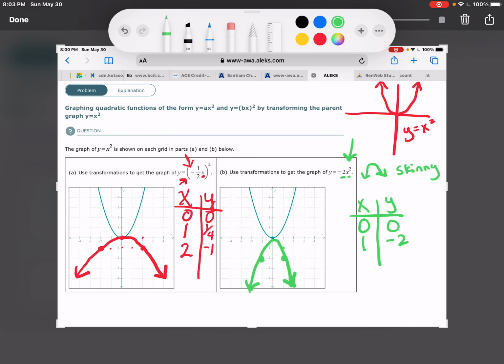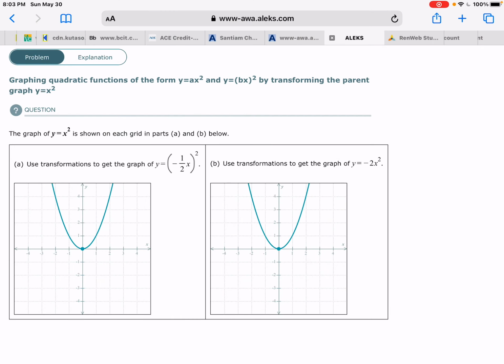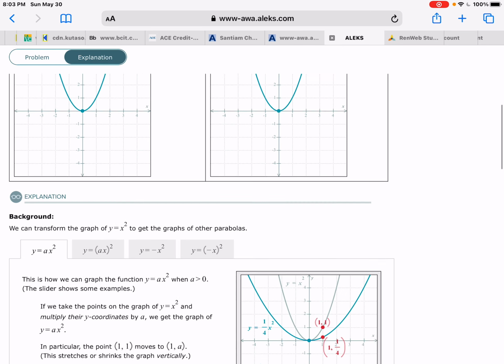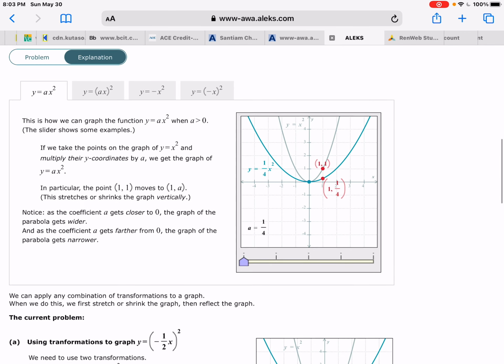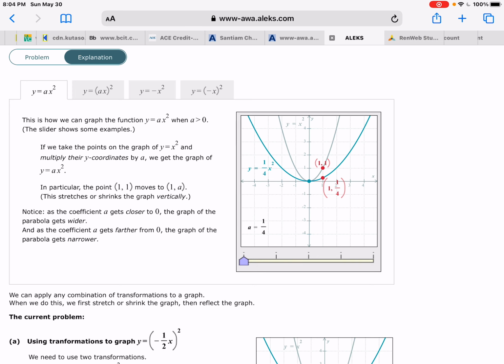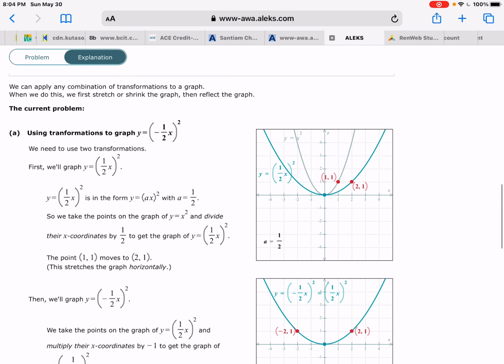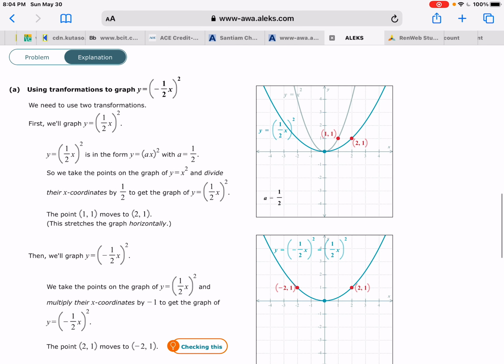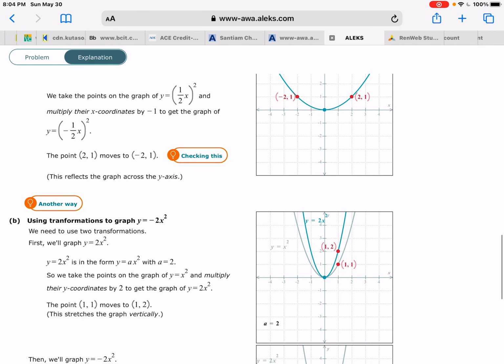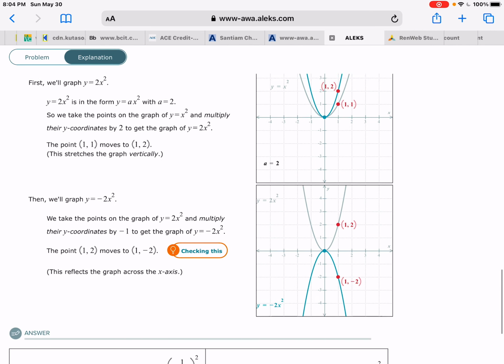Let me look at the problem and make sure I can see the whole problem. Good. Let's pop over to the explanation. You can see that. Current problem, there we go. There's theirs. And then there's this one.